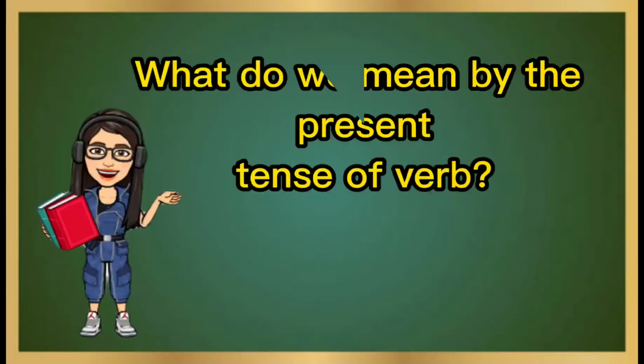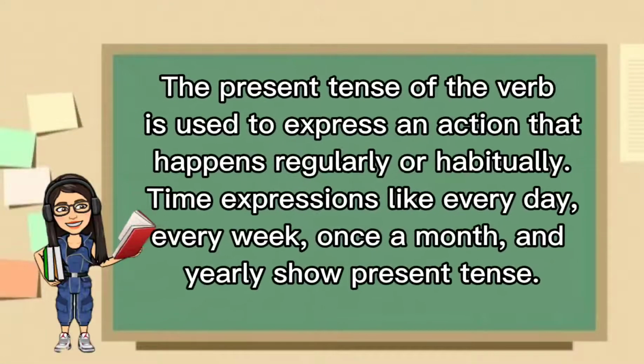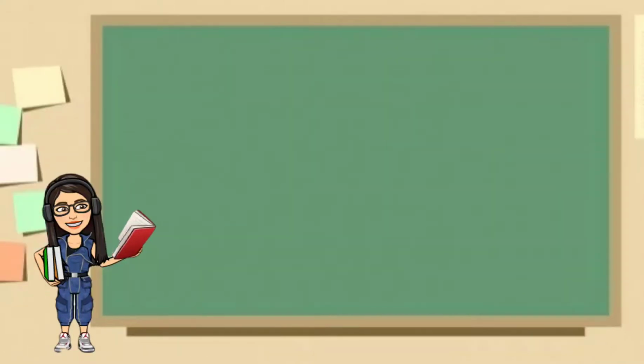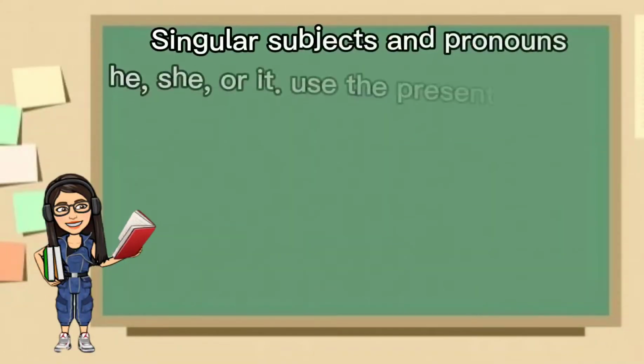What do we mean by the present tense of verb? The present tense of the verb is used to express an action that happens regularly or habitually. Time expressions like every day, every week, once a month, and yearly show present tense. Ibig sabihin, ang present tense ay ang action na nangyayari ng madalas.